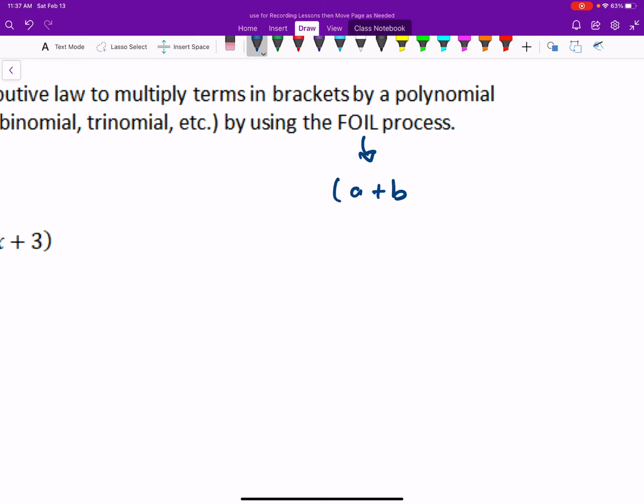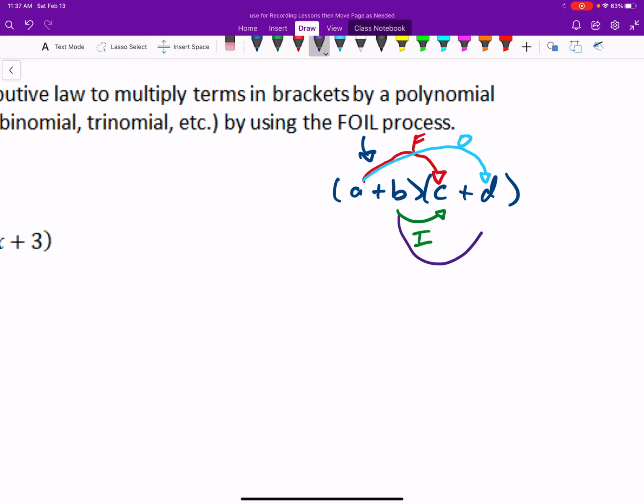FOIL tells me do first times first, outside times outside, inside times inside, and last times last. That's what FOIL stands for. And it's just telling me that I'm doing multiplications. You can see I'm doing 4 separate multiplications when I do FOIL.